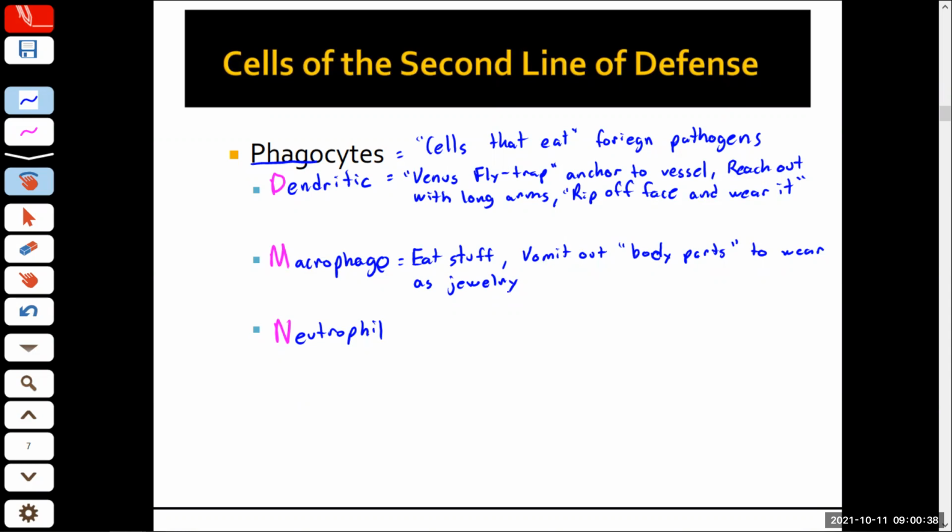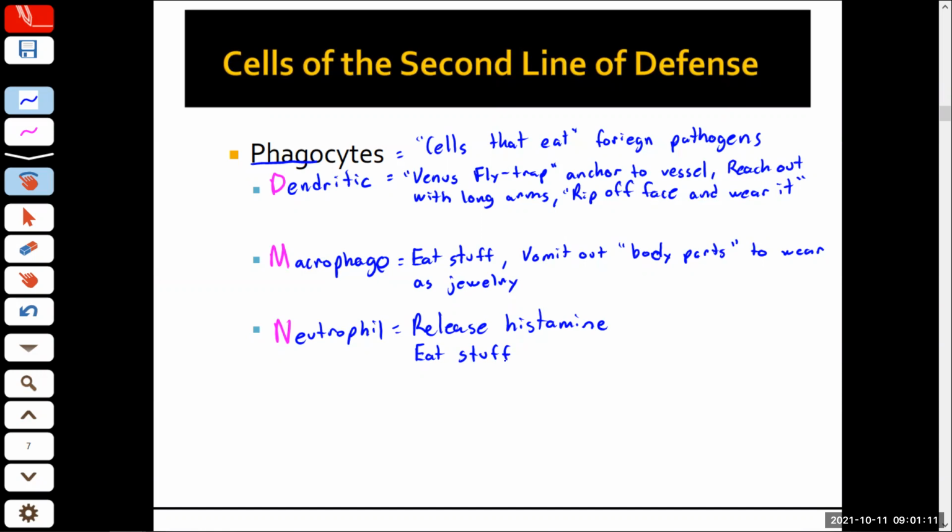Okay, neutrophils. We've talked about neutrophils already. What do neutrophils do? They release histamine. But here we're saying that they're also a phagocyte. So that means they also eat stuff. So what I'm getting at here is do not take these as three different categories of cells. There's overlap. Some cells can be both a phagocyte and a granulocyte.